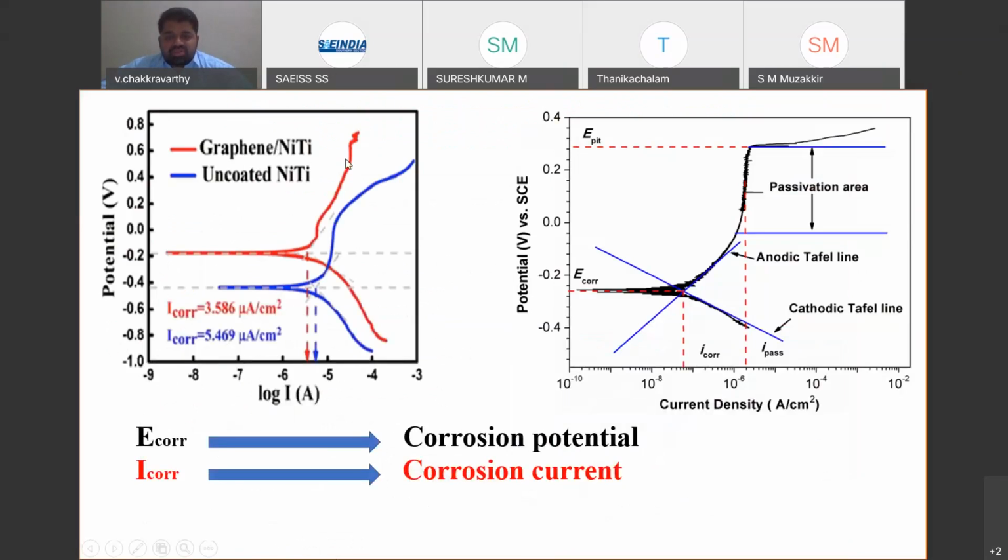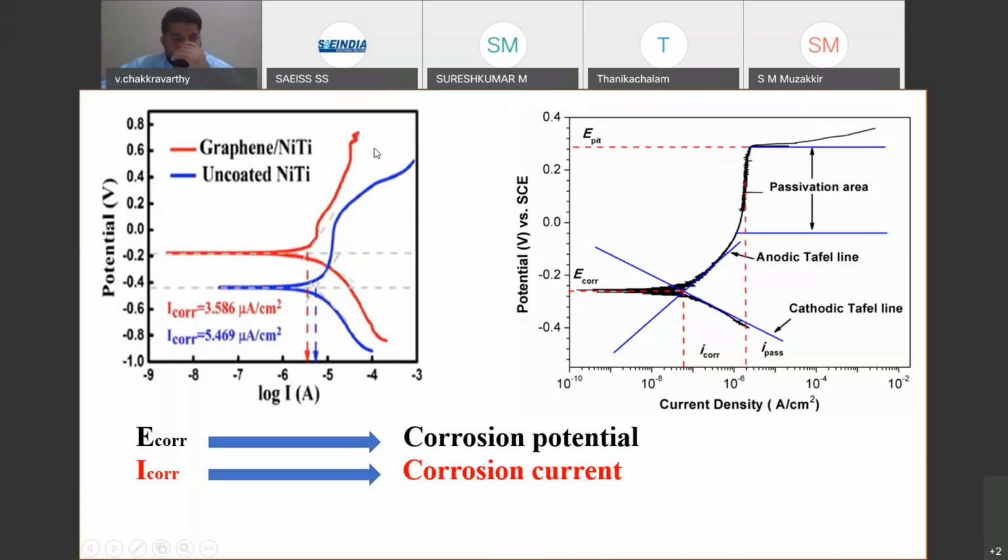In the first graph, we could see that this red color graph has a very high corrosion potential, as compared to the blue one. So obviously this red color one, which is graphene nickel titanium, is more corrosion resistant as compared to the uncoated one. In the uncoated one, the corrosion potential is very less.